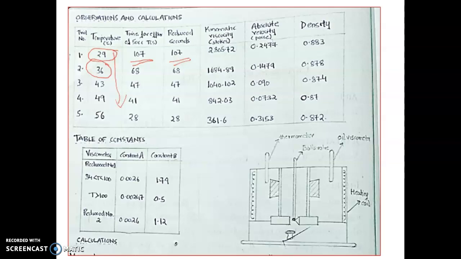Next we have taken a temperature of 36 degrees. Next is 43 degrees, another one is 49 degrees, and finally it is 56 degrees. So there are 5 sets of readings, and the time for collecting 50 cc of oil has been recorded like this. So this is the experimental part.